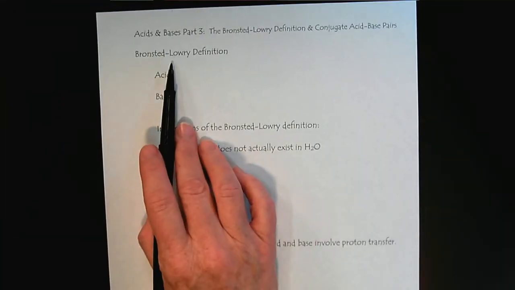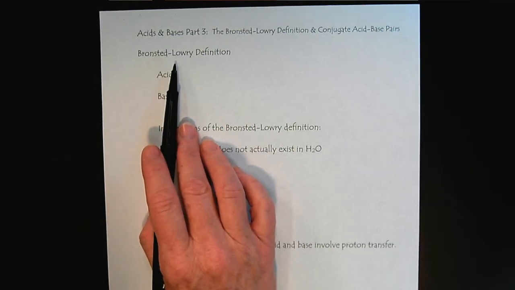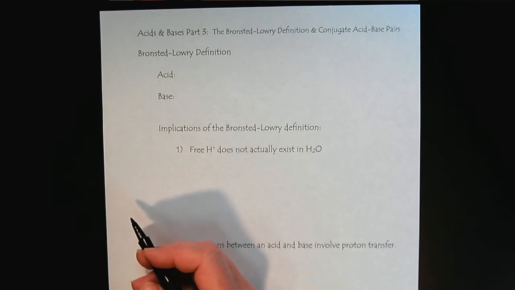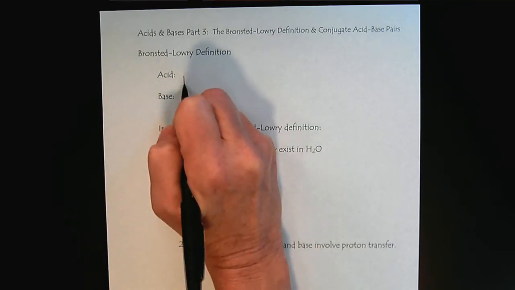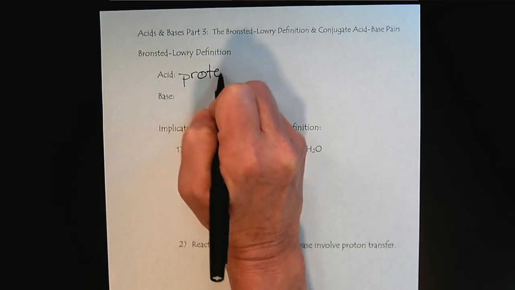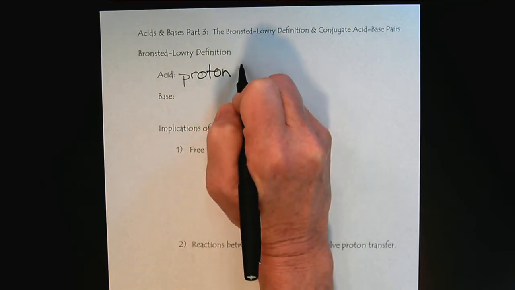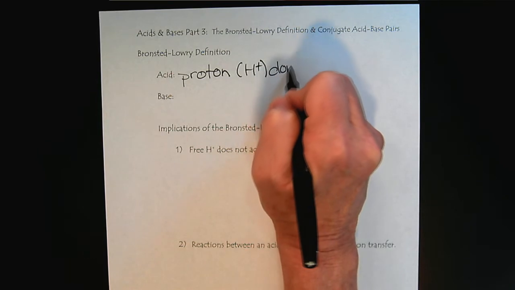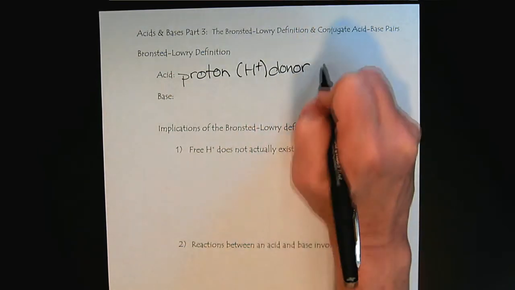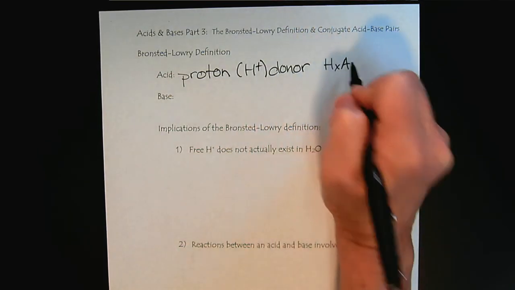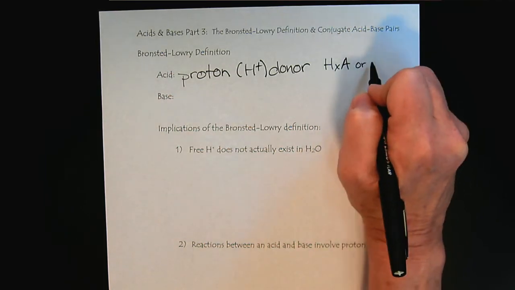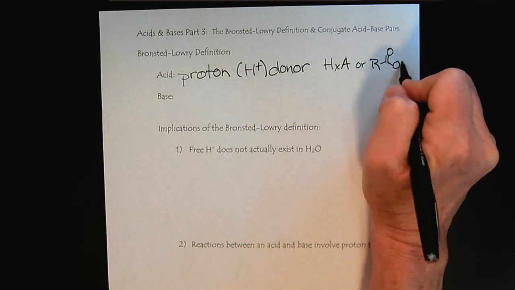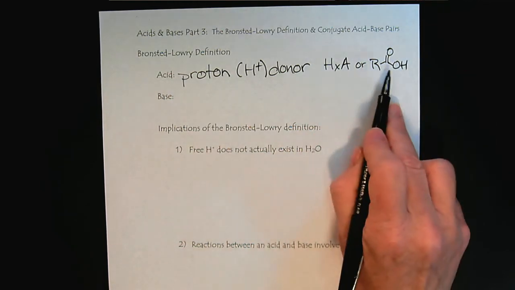Alright, so in a previous tutorial we learned about Arrhenius' definition. Bronsted and Lowry came up with a slightly different one. They agreed with Arrhenius that an acid was a proton, hydrogen ion, donor. And so we've looked at those forms. We have our inorganic acids or the organic acids. Right? So inorganic and organic, right?